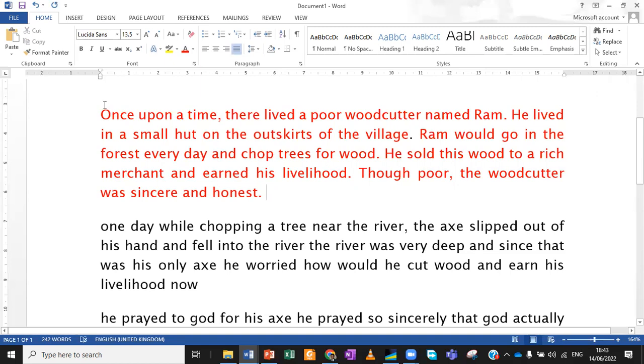Now let me explain it. Once upon a time, there lived a poor woodcutter named Ram. You are telling them about the man, right? He lived in a small hut on the outskirts of the village. You are telling them where he lives. Ram would go into the forest, and you are telling them about his job. He sold this wood to a rich merchant and earned his livelihood. Who was his business person?